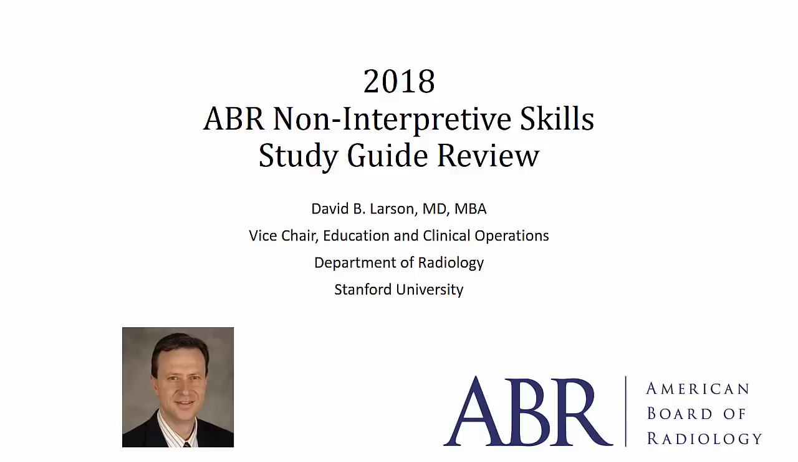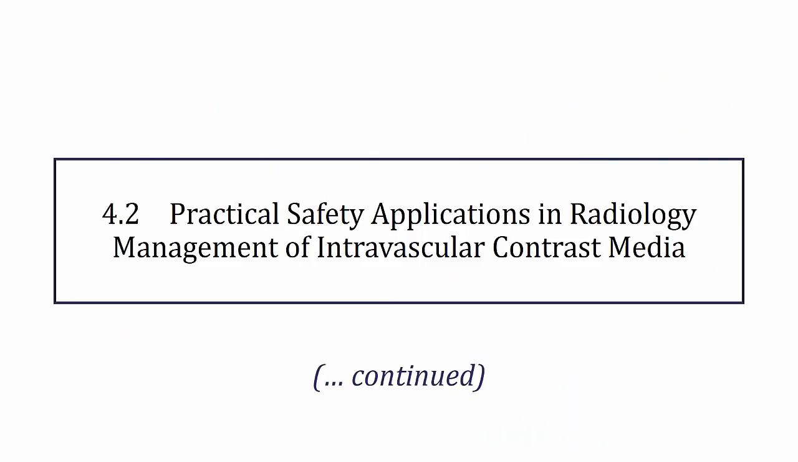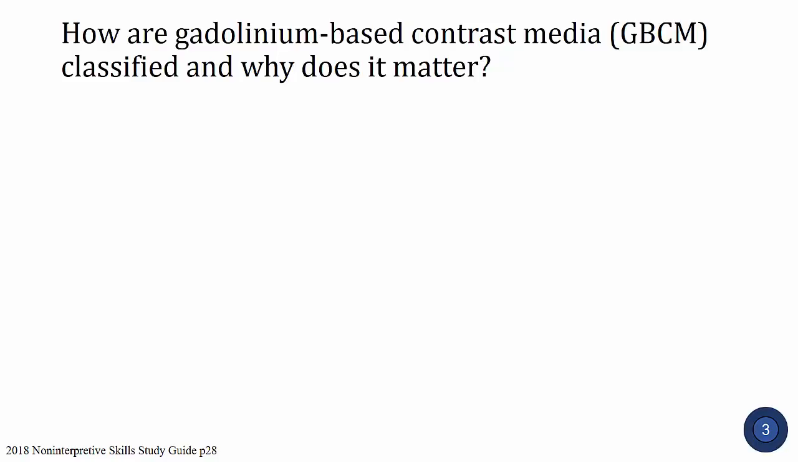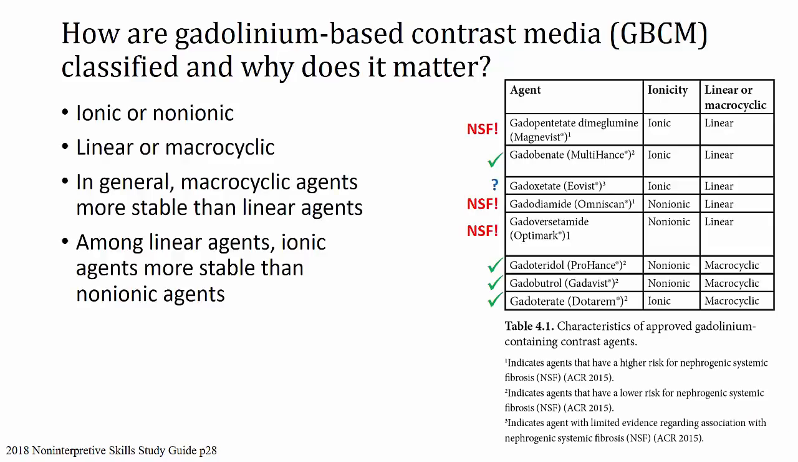We're continuing where we left off in the study guide, and we're continuing in the practical safety applications in radiology in management of intravascular contrast media. So first question, how are gadolinium-based contrast media classified and why does it matter? Well, gadolinium-based contrast media are primarily classified as ionic or non-ionic and as linear or macrocyclic. In general, macrocyclic agents tend to be more stable than linear agents, and among linear agents, ionic agents tend to be more stable than non-ionic agents.